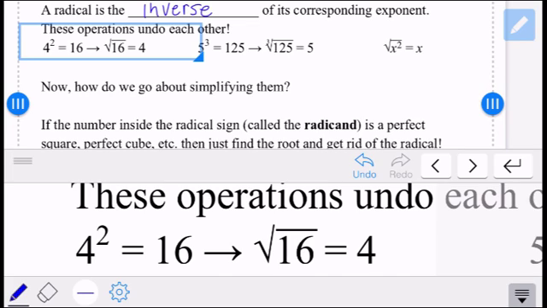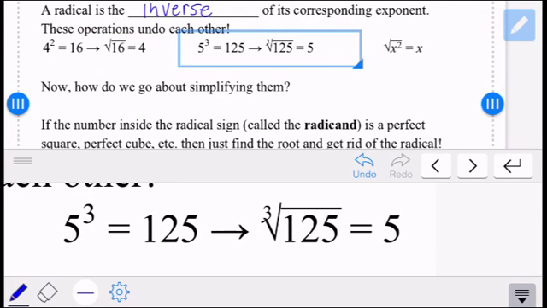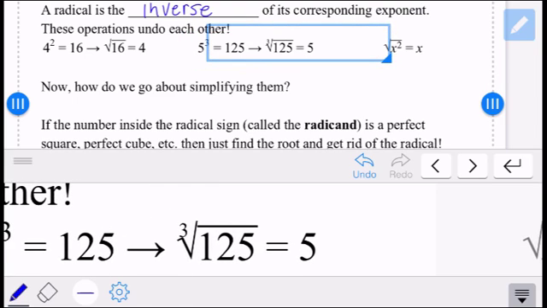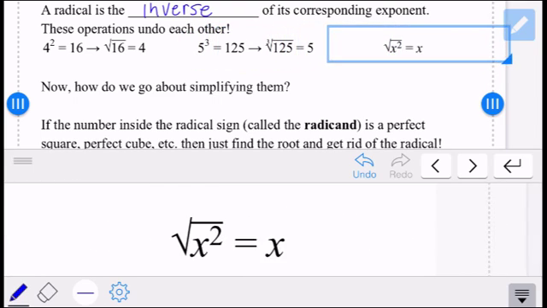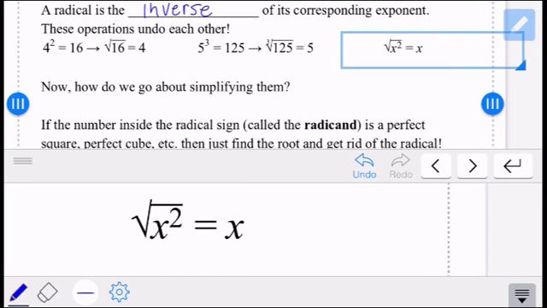So what we mean is 4 squared is equal to 16. Well, that means that the square root of 16 is going to be 4. Or if you look at the cube root, 5 to the third power is 125. So if we take the cube root of 125, that should be 5. And same thing here with the square root and a square. Those undo each other. So what's left? Just the x. The square root of x squared is x.